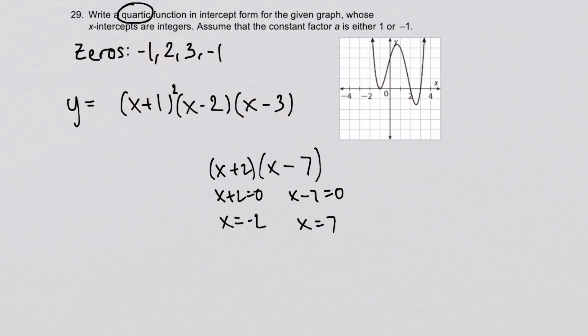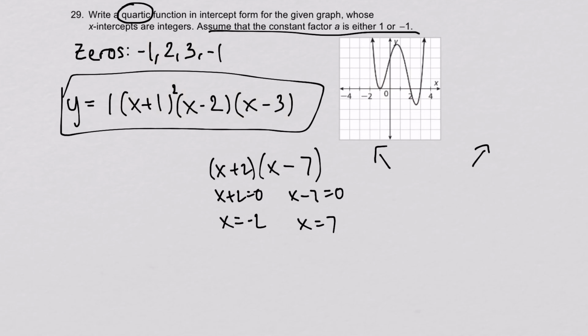Now it says assume that the constant factor a is either 1 or -1, right? So a is not any other number. I could make it any number I want and it would still work. Now the last thing I need to check is, does this graph have an end behavior of up and up, or down and down, or what is the end behavior? You can see that it's up and up. So is a positive or negative if the end behavior is up and up? Positive, right? Which means that a has to be 1. It's either 1 or -1. Those are the only options. If the end behavior was down and down or something with down, then it would probably be negative. There it is. That's your final function for this situation.